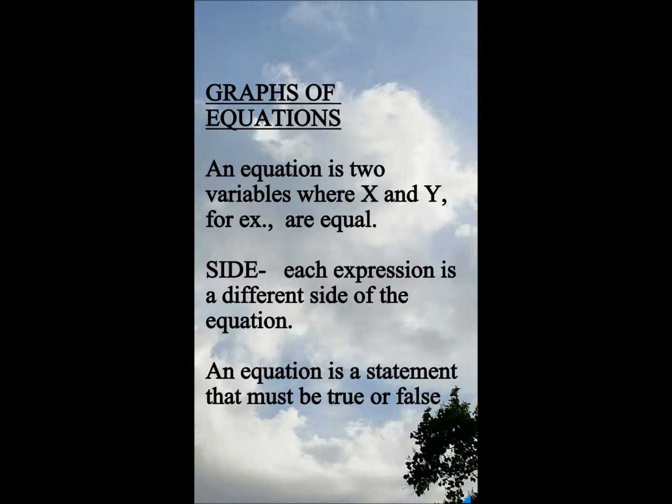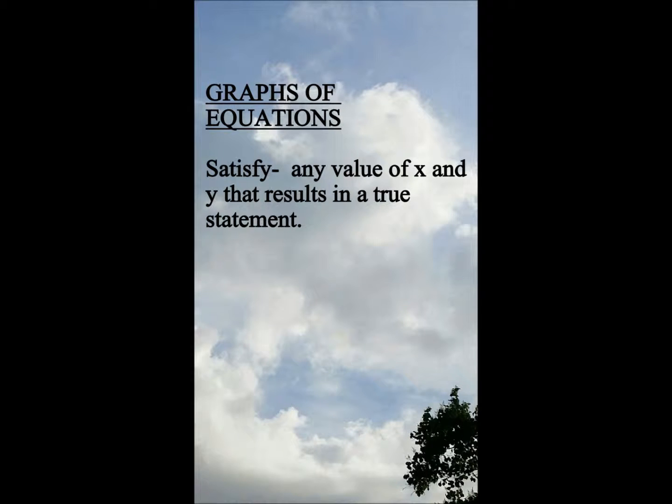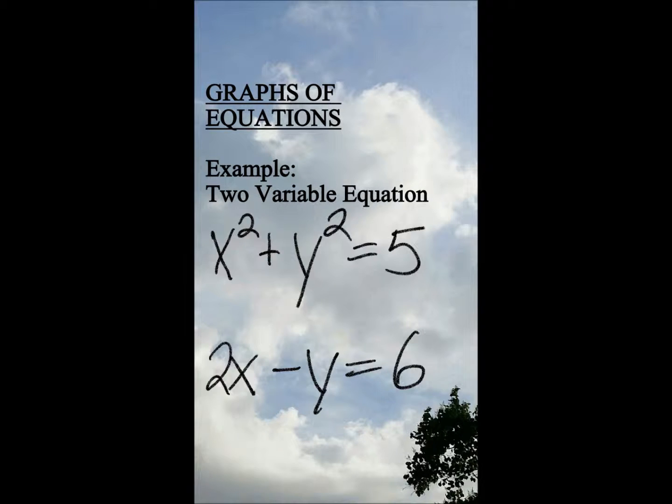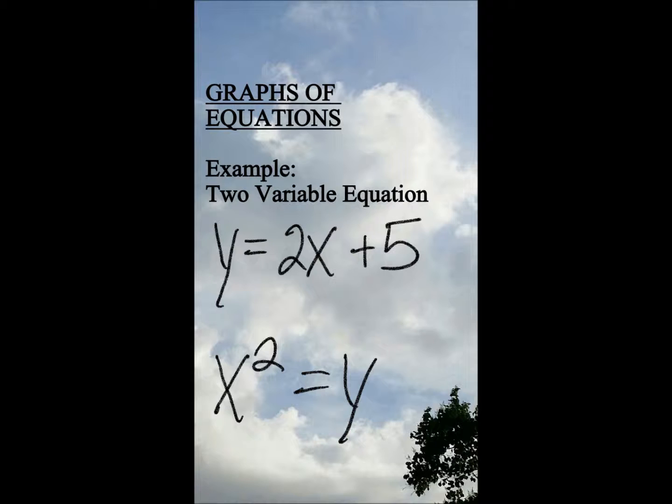The sides of an expression are divided by an equal sign in an equation. So in order to satisfy an equation, you will find any value of x and y that results in a true statement. Here we have examples of two-variable equations: x squared plus y squared equals 5, and 2x minus y equals 6. Also, y equals 2x plus 5, and x squared equals y.